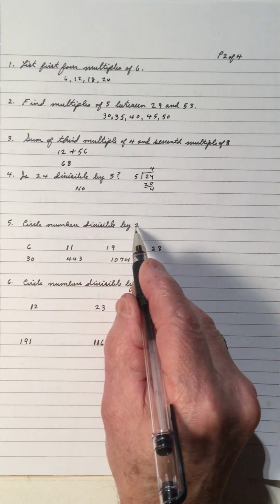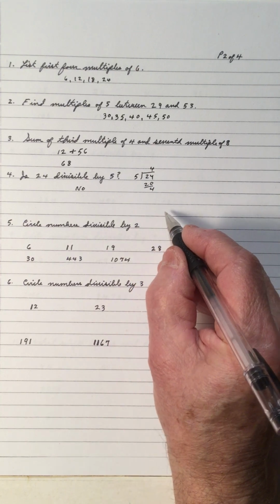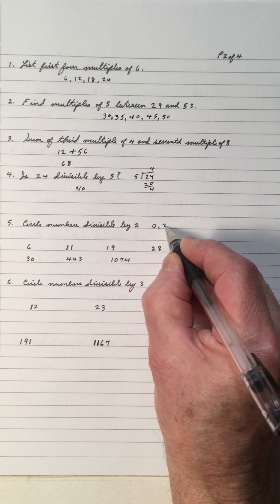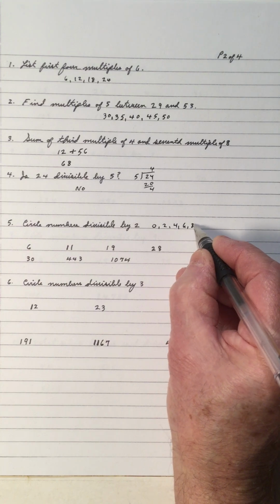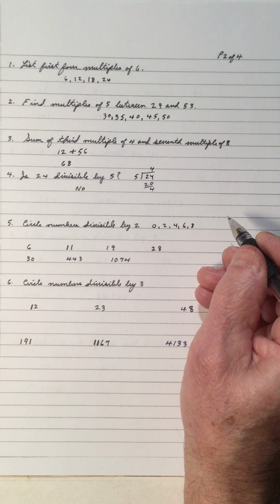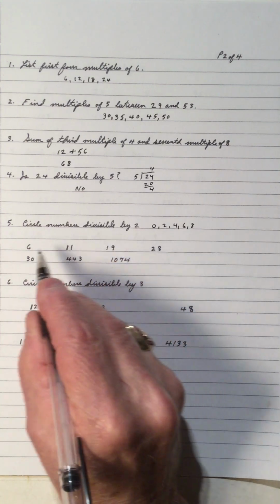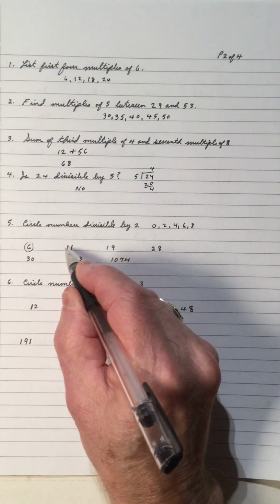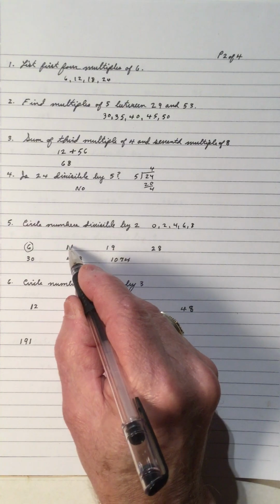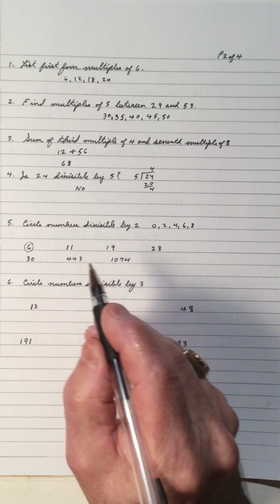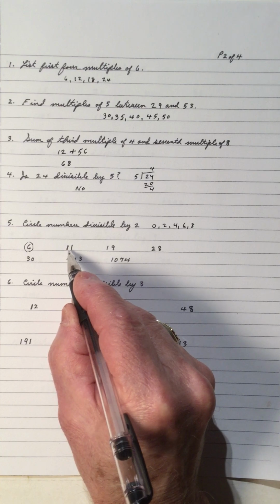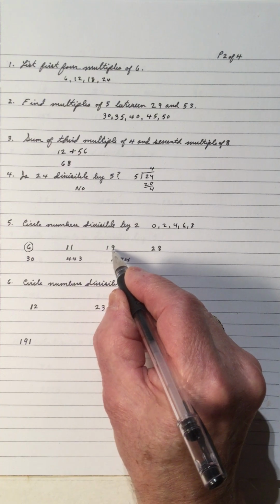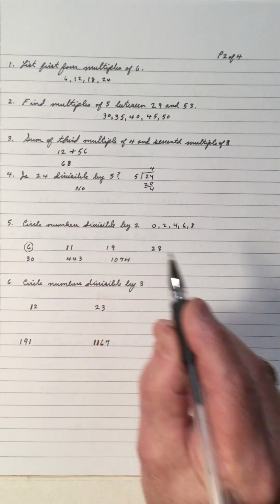Circle the numbers divisible by 2. Divisible by 2 means the number is even, so if the number ends in 0, 2, 4, 6, or 8, it's divisible by 2, or if it has a factor of 2. So 6 is divisible by 2. 11 is not divisible by 2. There's a 1 on the end. Divide 2 into 11, you get 5 and 1 left over, so the remainder is 1. This is an odd number. It doesn't have a 0, 2, 4, 6, or 8 on the end.